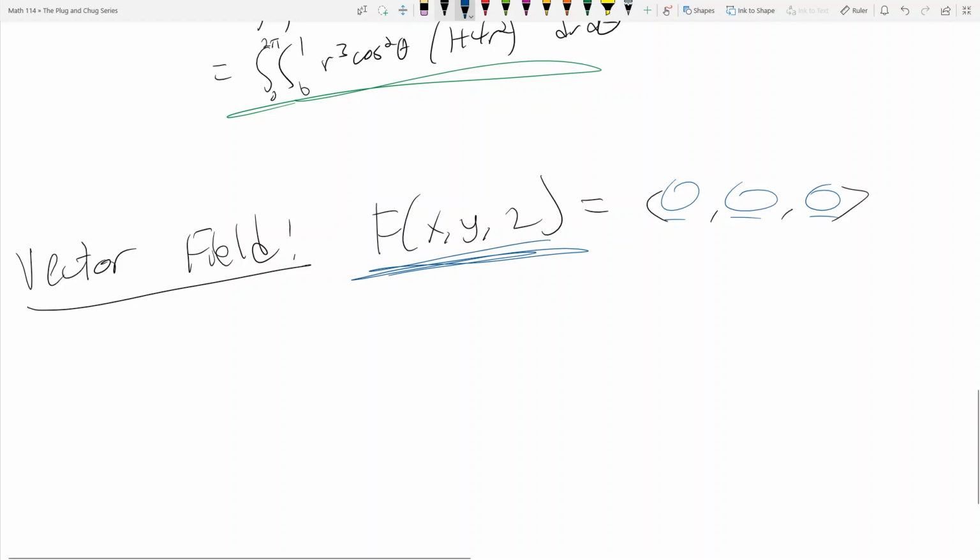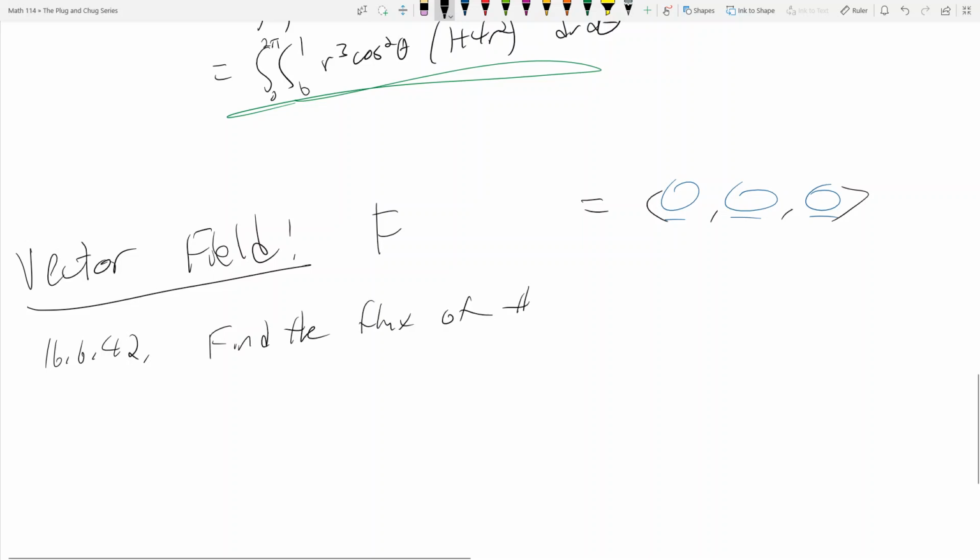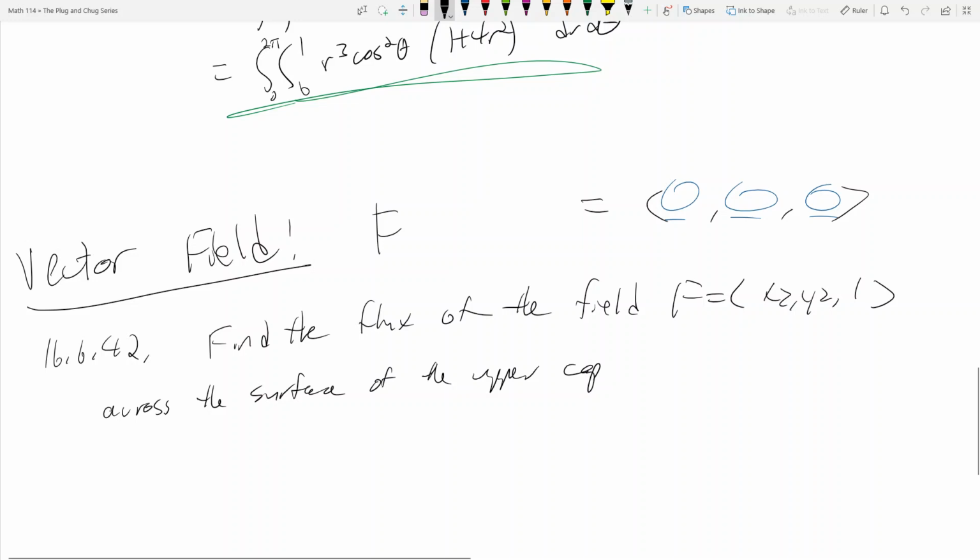We're dealing with vector fields, and so we'll call them big F. We usually don't write f of x, y, z, so it's just big F equal to some vector of functions. So let's take a look at 16.6, number 42. Let me pull up the problem so I can read it to you. Find the outward flux of the field F equal to xz, yz, comma 1 across the surface of the upper cap cut from the solid sphere x squared plus y squared plus z squared less than or equal to 25 by the plane z equals 3.